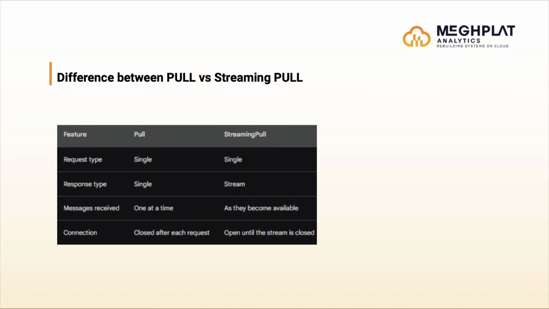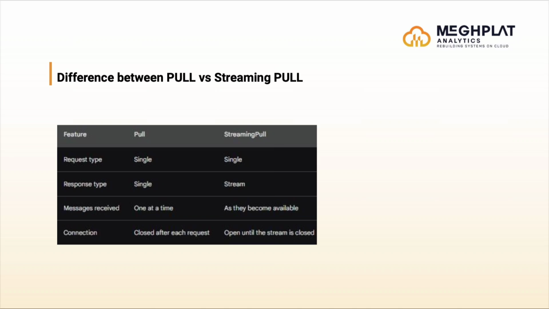If we talk about the latency requirement, if the subscriber client needs to receive messages in real time, streaming pull is the better choice than the pull API. As for the processing time of the subscriber client, if the subscriber client takes a long time to process messages, pull may be a better choice than streaming pull.